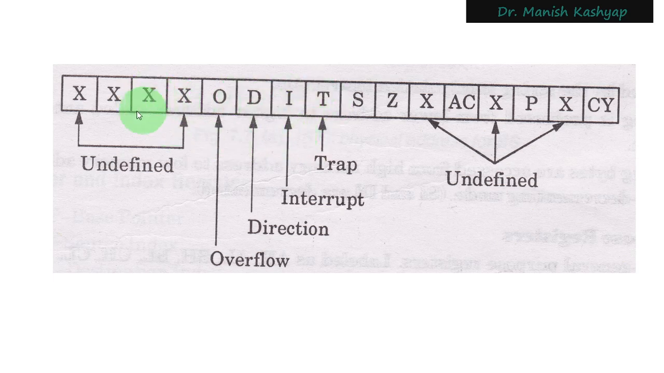And then these 4 bits are kept as don't care conditions. They do not have any usage. They are reserved for future microprocessors. If you study any microprocessor after this, it is probable that these 4 bits will also be used for some purposes. So this is the structure of the complete 16-bit flag register that we have in the 8086 microprocessor.